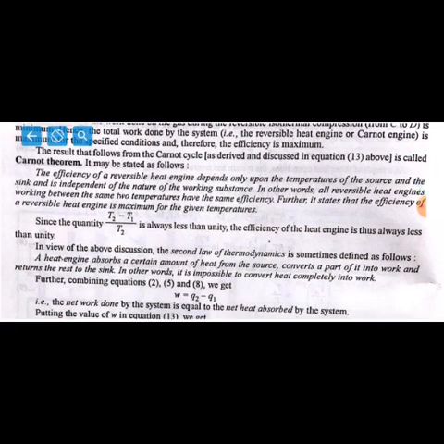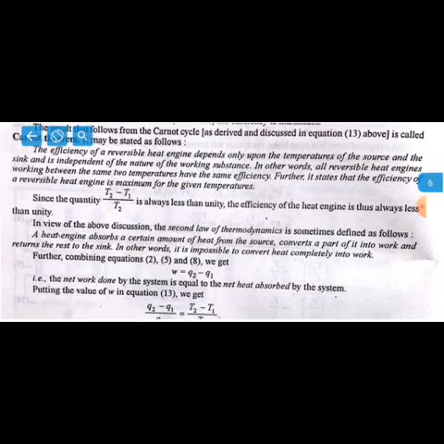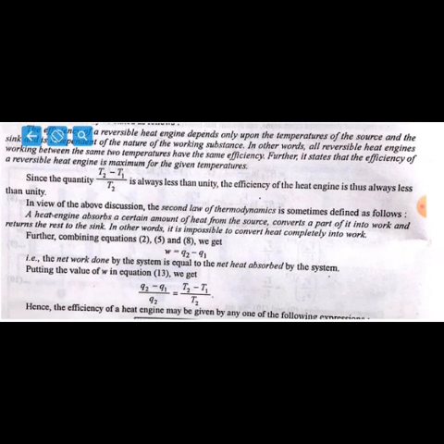In view of the above discussion, the second law of thermodynamics is sometimes defined as follows. A heat engine absorbs a certain amount of heat from the source, converts a part of it into work, and returns the rest to the sink. In other words, it is impossible to convert heat completely into work. Further, combining equations 2, 5 and 8, we get W is equal to Q2 minus Q1, that is the net work done by the system is equal to the net heat absorbed by the system. Putting the value of W in equation 13, we get (Q2 minus Q1) divided by Q2 is equal to (T2 minus T1) divided by T2.